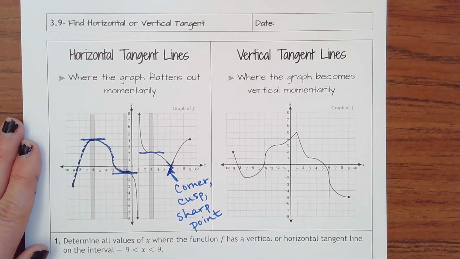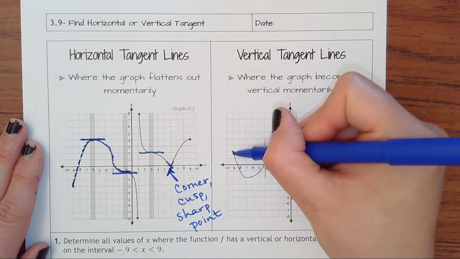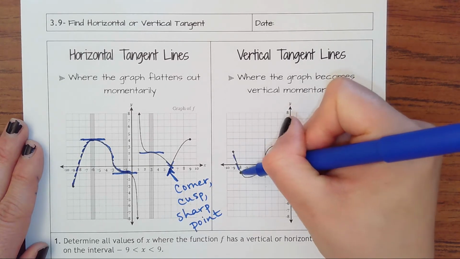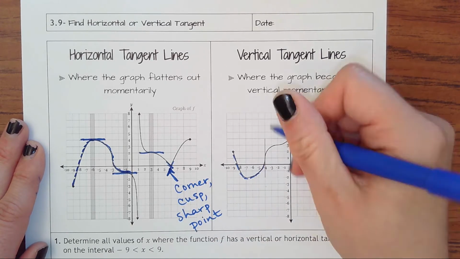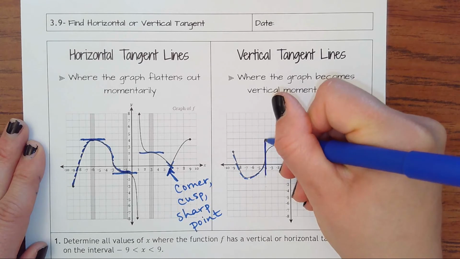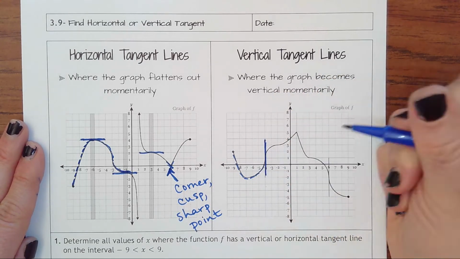Then we talk about a vertical tangent line. That's where the graph becomes vertical momentarily. So again, can't use an endpoint. Think about tangent lines all along here following how the curves are going. Well, right here at -4 would be my first time it happens to be vertical. And what I think of is where it changes concavity.